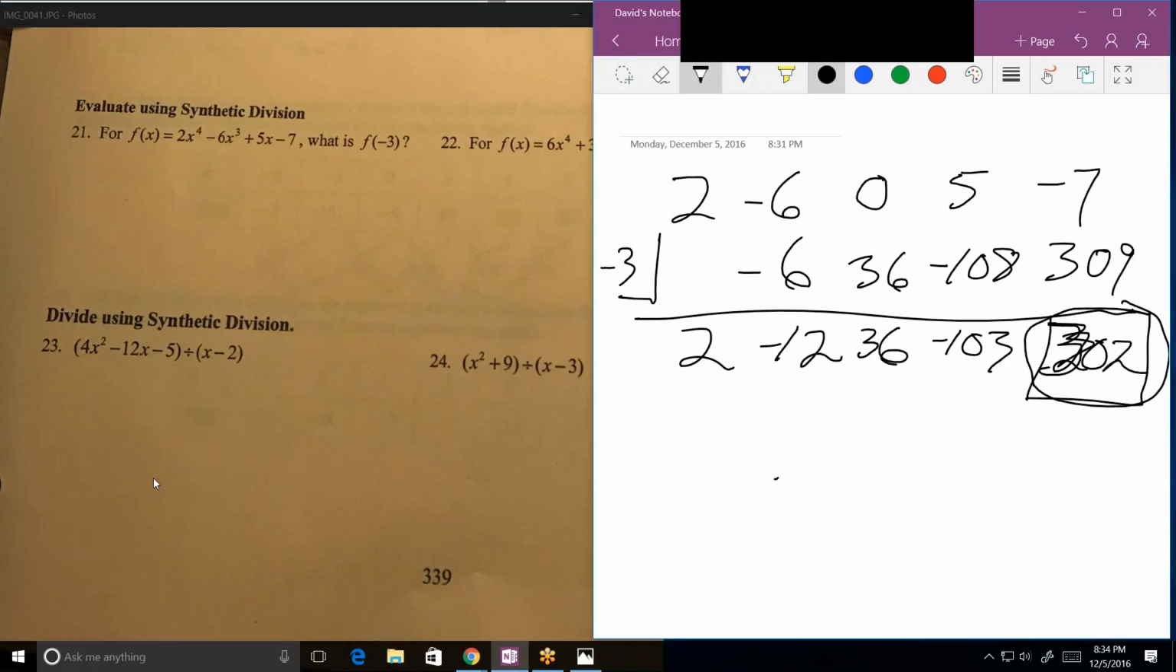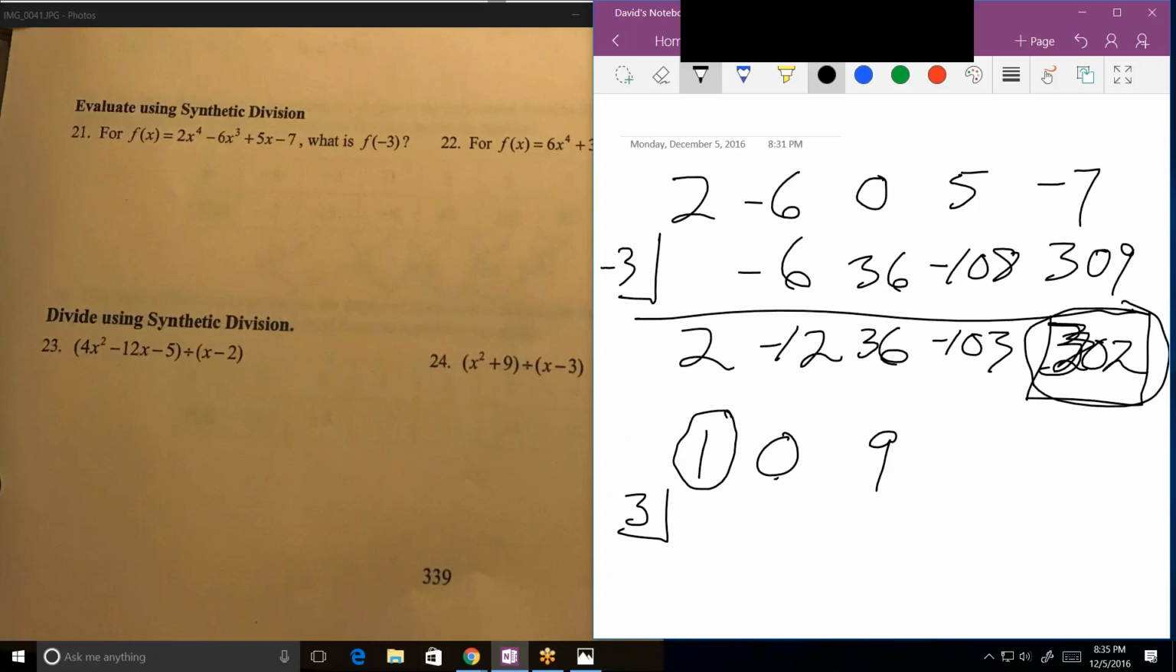So to do 24, I'm going to put 3 in the box, and across the top I got 1, 0, and 9. In other words, I've got a 1 for the x squared term, a 0 for the x term because it's not there, and a 9 for the constant. The first number is always the coefficient of your highest degree, and then you need a number for every degree after that. Notice on 23, I've got an x squared, an x, and a number, so I don't need any dummy variables.